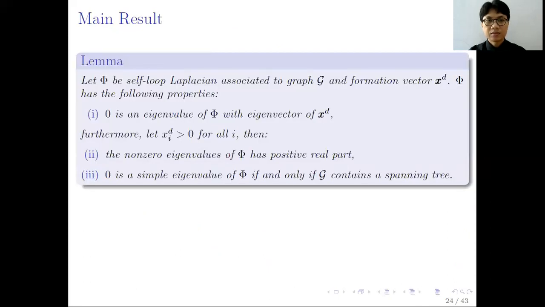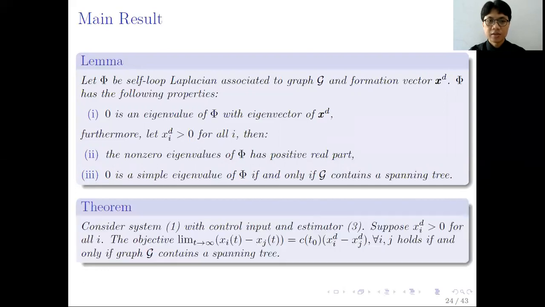This is the main result also, and we need this lemma to show the main theorem. This lemma shows the spectral properties of the matrix phi. So we have 0 to be the eigenvalue of phi with eigenvector xd. And also if we let xid greater than 0 for all i, we have that the non-zero eigenvalues of phi have positive real part. And 0 is the simple eigenvalue of phi if and only if G contains a spanning tree. So this is exactly the same spectral properties as the Laplacian matrix, except that the right eigenvector of phi is the formation factor xd.